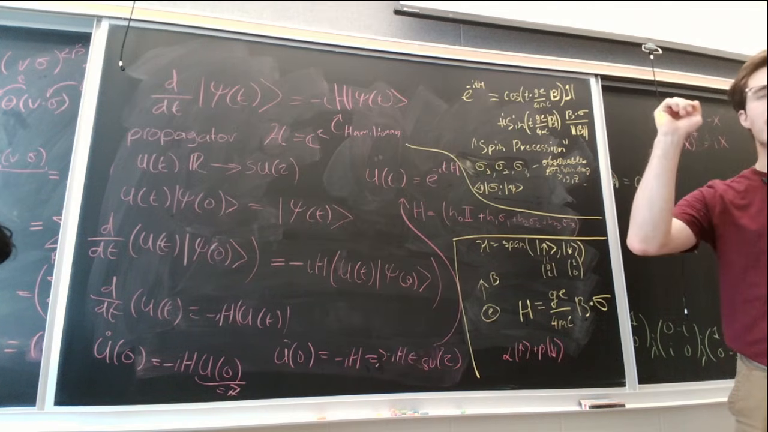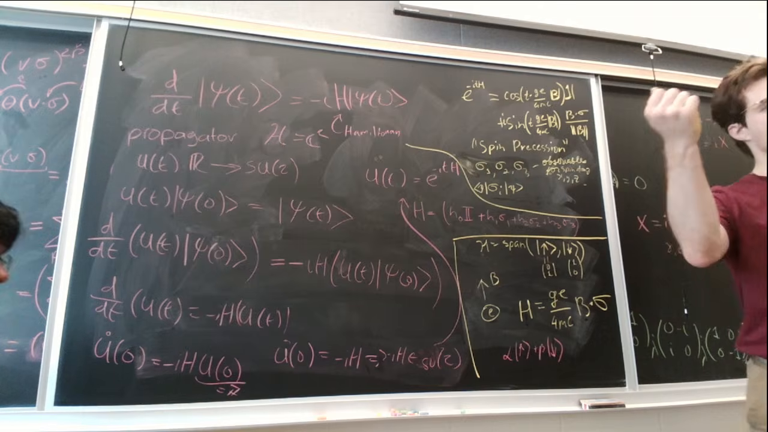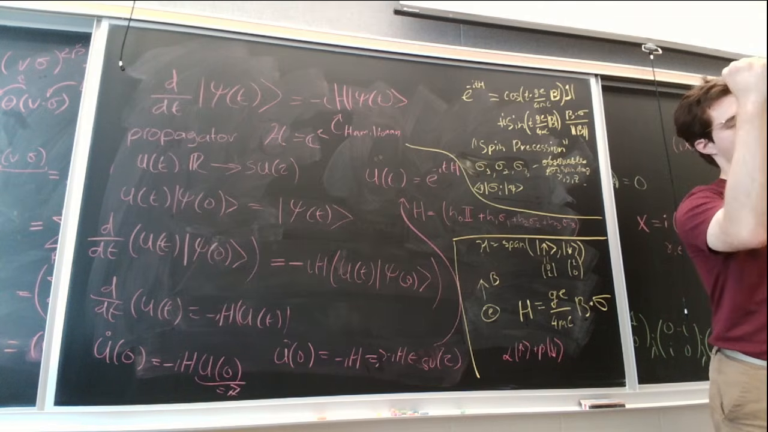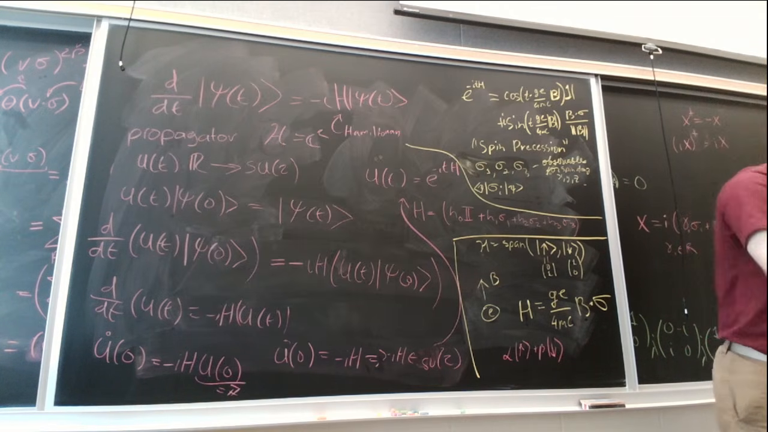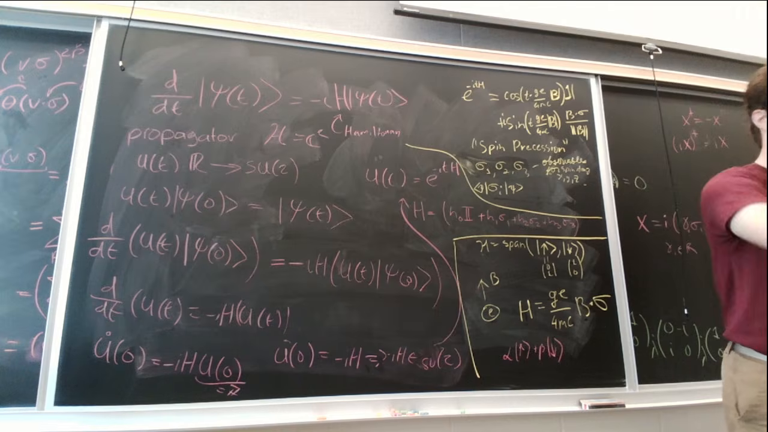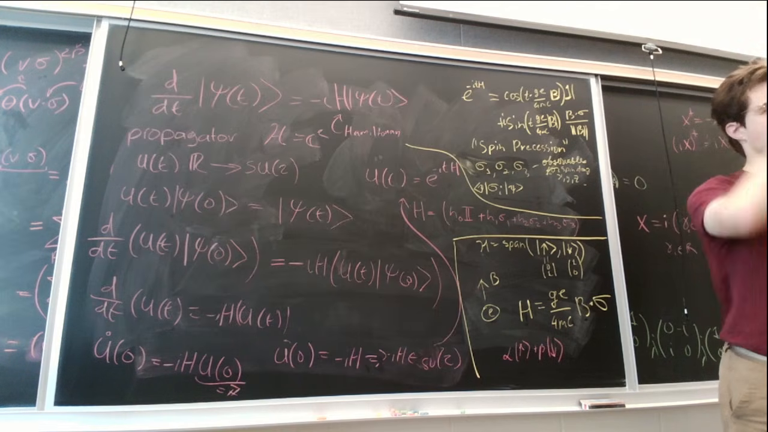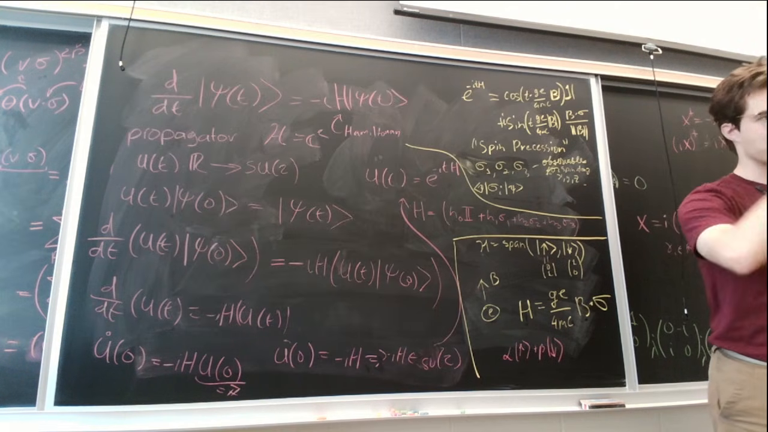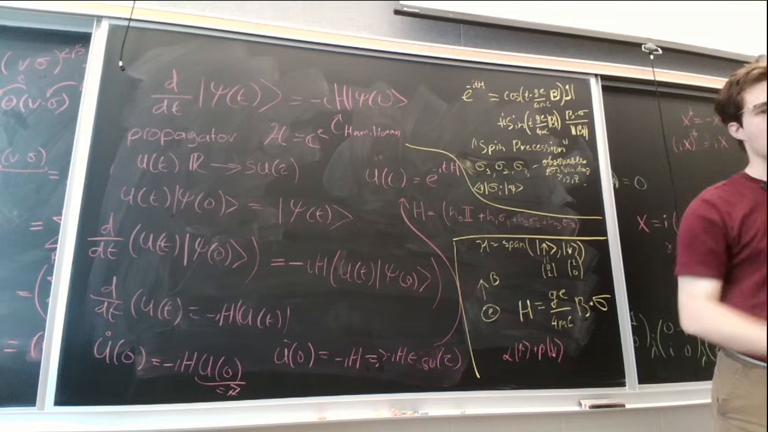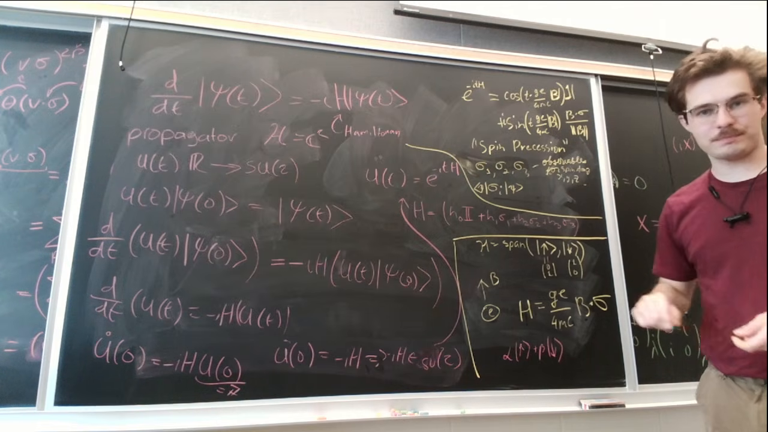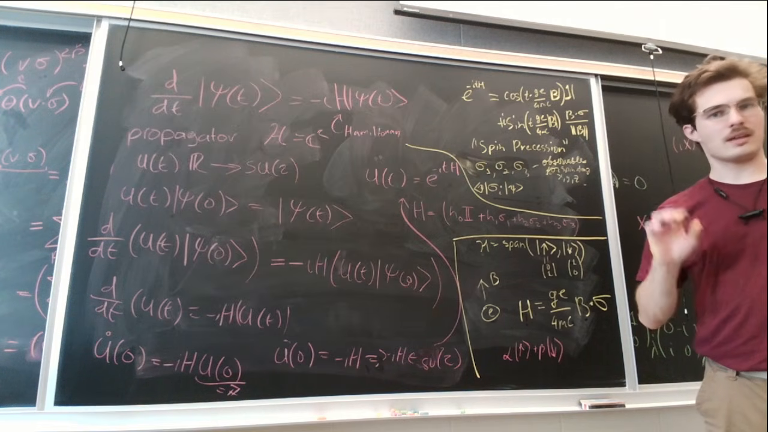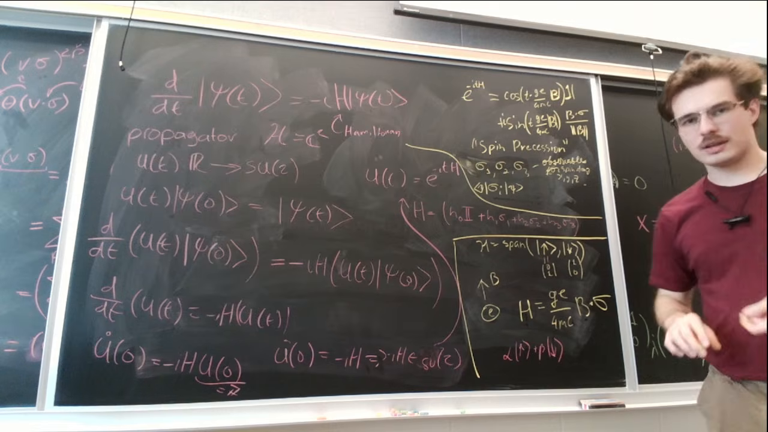And if you were to plot that, you would see that it's some 3D vector that is rotating in 3D space along some circle and rotating back to itself periodically. And that's why this is called spin precession. Okay, that's the comment there.